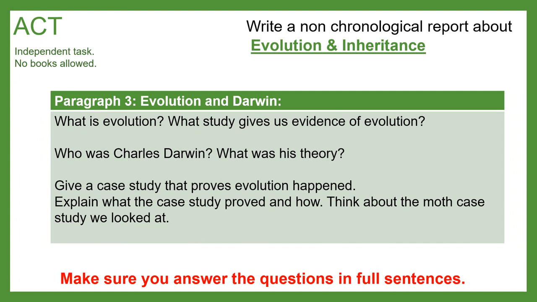Now, once you've finished paragraph two, you'll move on to paragraph three. And again, you will be writing out your subheading, Evolution and Darwin. You'll underline with a ruler and pencil and answer the following questions. What is evolution? What study gives us evidence of evolution? Who was Charles Darwin? What was his theory?